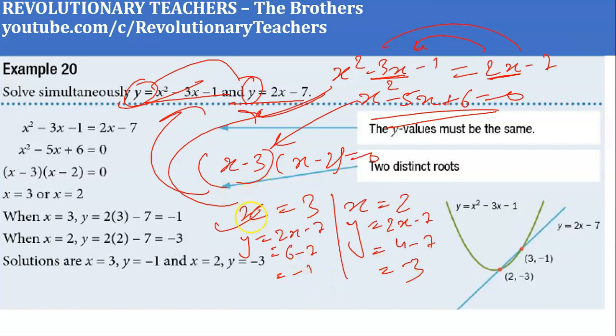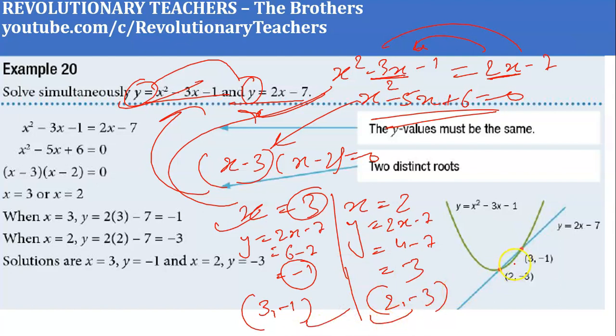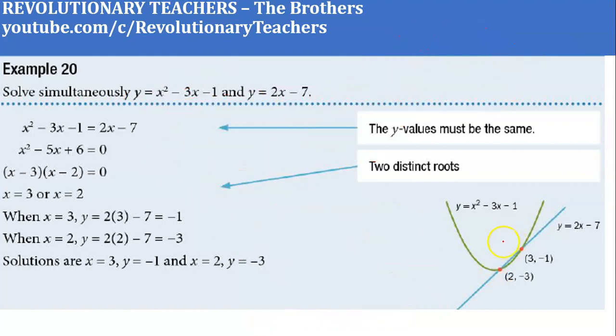Can you see this, children? When x is 3, y is minus 1. So 3 comma minus 1 is your first solution, and 2 comma minus 3 is your second solution. You can see this. These are the two solutions. Easy, children? Let us move ahead.